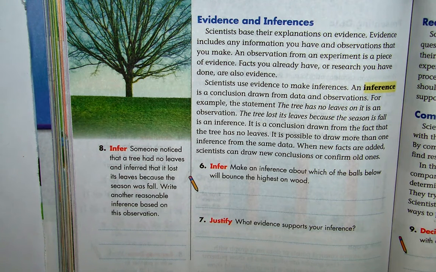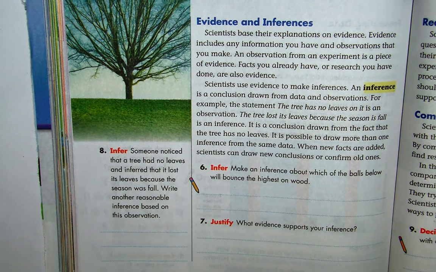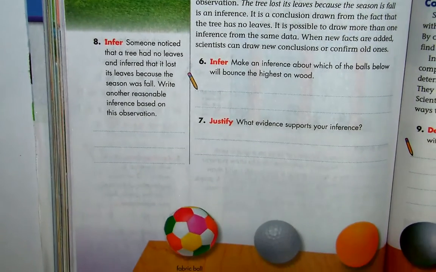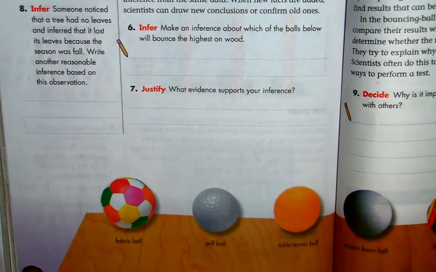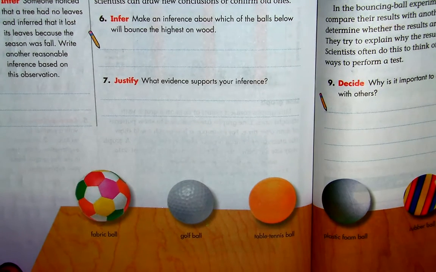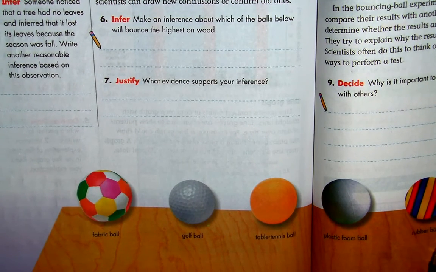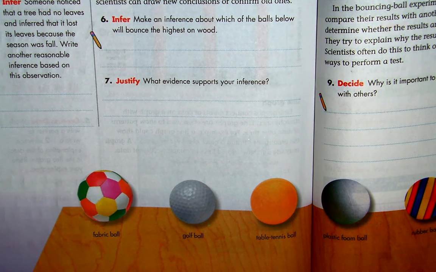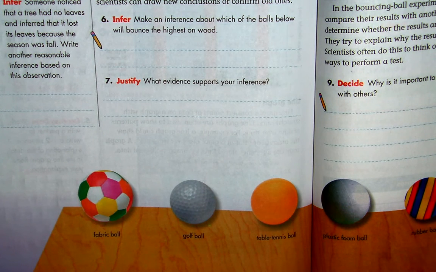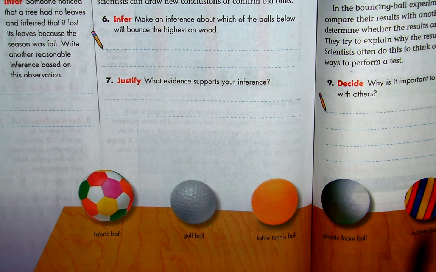So when we infer over here, let's start with number 6, make an inference about which of the balls below. We have some balls pictured: a fabric ball, a golf ball, a table tennis ball, a plastic foam ball, and a rubber ball. Make an inference about which of the balls below will bounce the highest on wood. So it's the same surface this time, and we're just comparing different types of balls and determining which one we think would bounce the highest. And I think the rubber ball will bounce the highest.